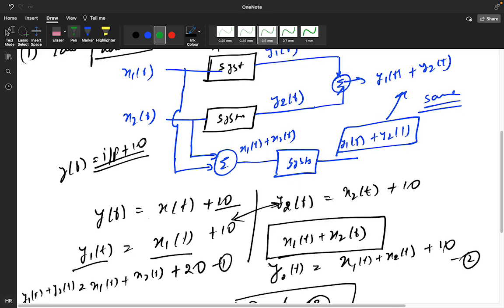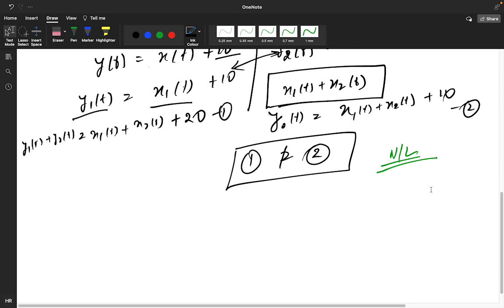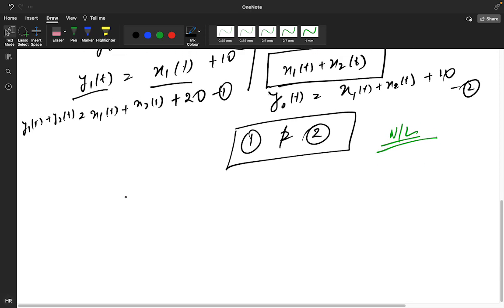Okay, sir, continue. I hope you understood. The system is not following the law of additivity. So what kind of a system is this? Non-linear. We can say non-linear. This was for non-linearity, where we checked the law of additivity.